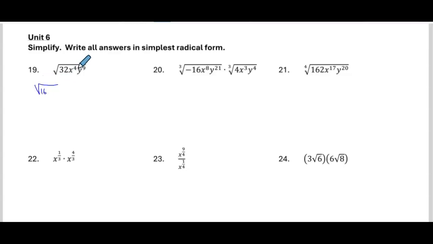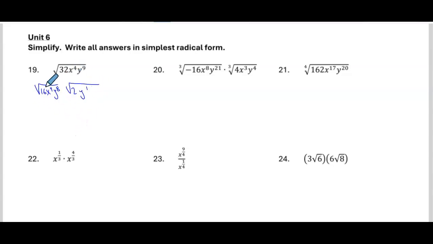Try to divide the variables by 2. So 4 does divide by 2, so I'll keep all 4. 9 does not, so I'll drop it down to 8. And then in the second root, we put the rest of it. So 16 would need to be multiplied by 2 to equal 32. I used up all the x's already, and I do have one extra y.